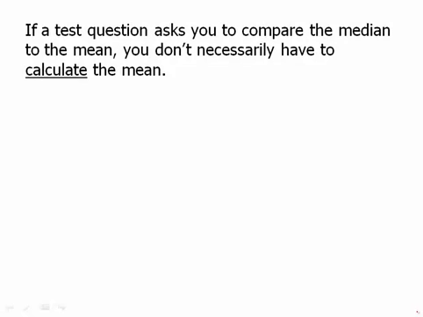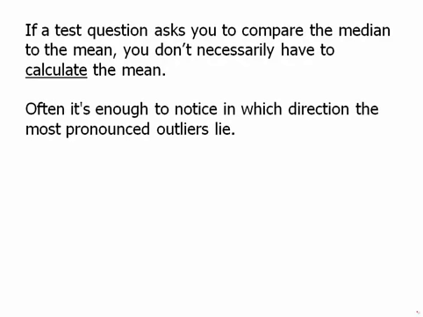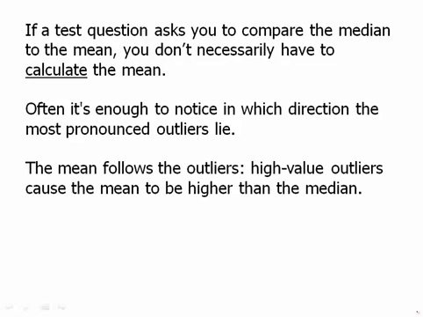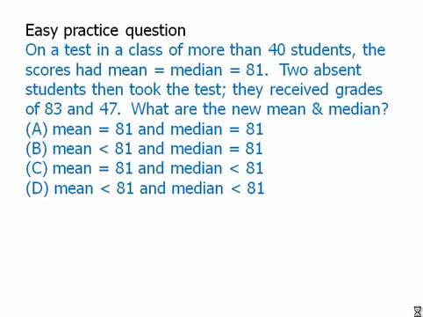If a test question asks you to compare the median to the mean, you don't necessarily have to calculate the mean. And in fact, often it's a mistake to engage in a calculation. It's very important to understand this. Often it's enough to notice in which direction the most pronounced outliers lie. So the biggest outliers, if there's a really high number or a really low number that's noticeably far away from all the other scores. The mean follows the outliers. High value outliers cause the mean to be higher than the median. And similarly, low-value outliers cause the mean to be lower than the median.